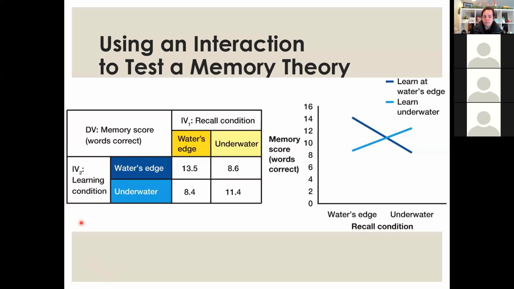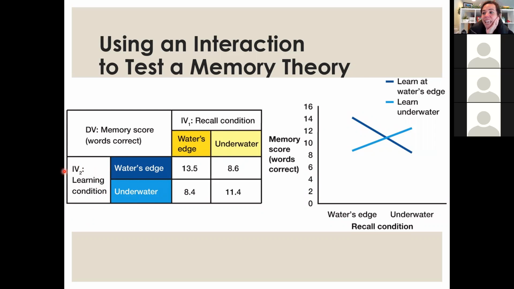I'm going to stop talking and let somebody else answer. That's totally fine. So what's the dependent variable? Would it be the memory score? Yes. That is the number of words they correctly identified. Okay, so let's put it all together.